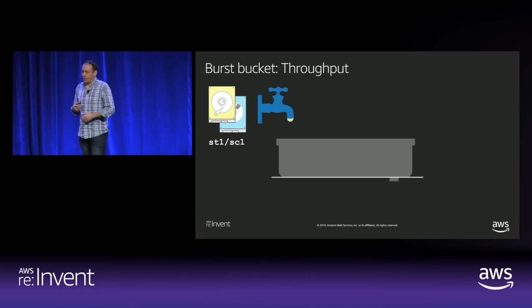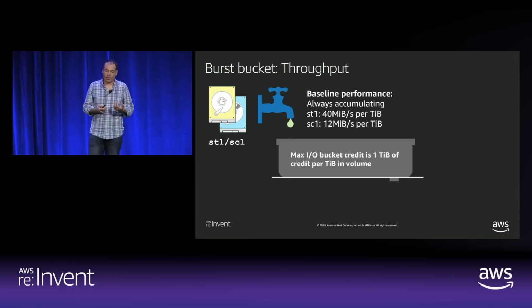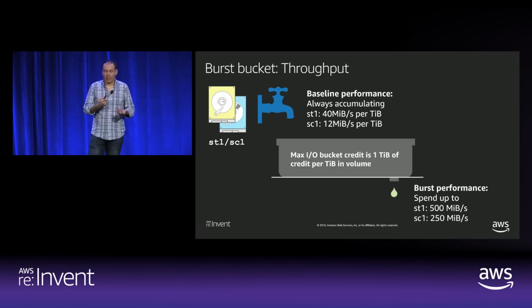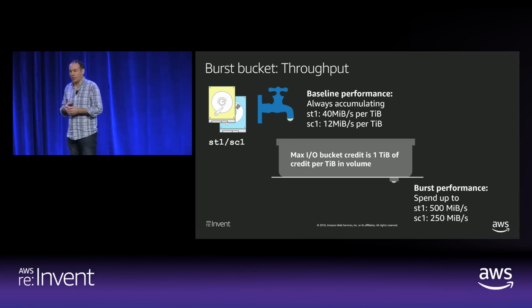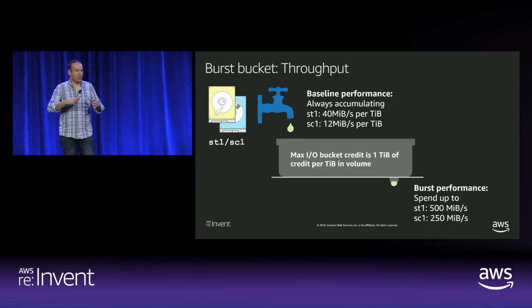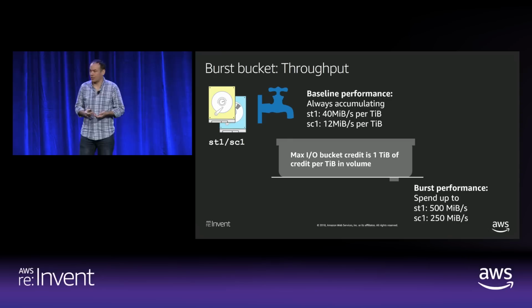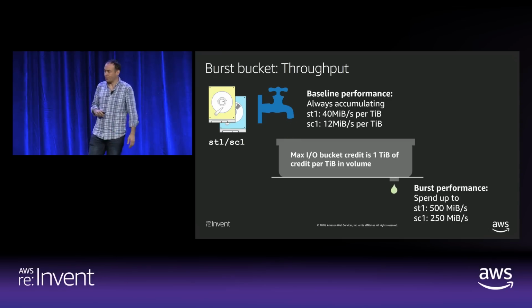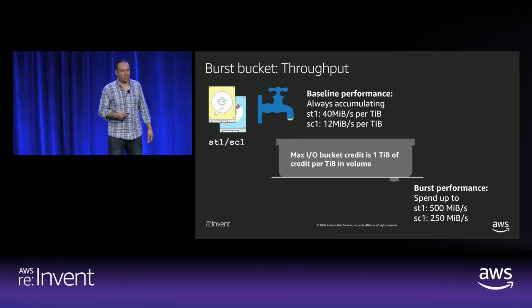Our throughput volumes operate on a similar principle. The biggest difference here is that it's accumulating based on throughput, not IOPS, and your bucket is sized based on the size of your volume. The 12 megabytes per second that you see for SC1 is an interesting number. If you do the math, it allows you to do a full scan of your SC1 volume every single day. 12 megabytes per second times 86,400 seconds gets you to about a terabyte. That's the design point of SC1.